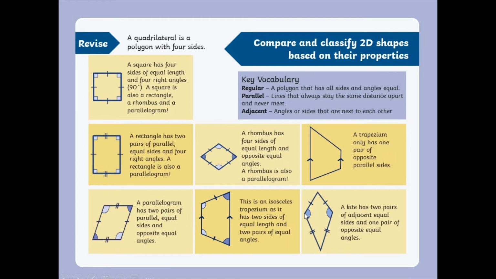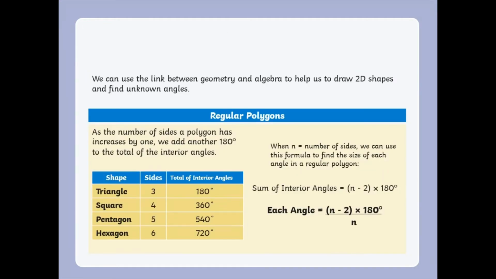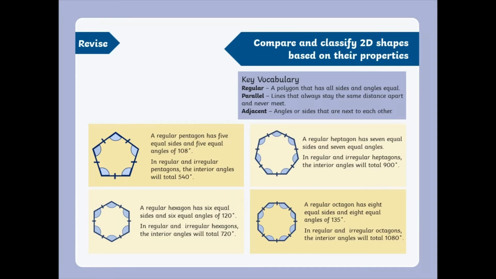angles. Notice adjacent sides, there and there. Okay, and it has 1 pair of equal angles. So these are the properties of quadrilaterals, 4-sided shapes. Now, we have here, again, some other shapes with more sides.